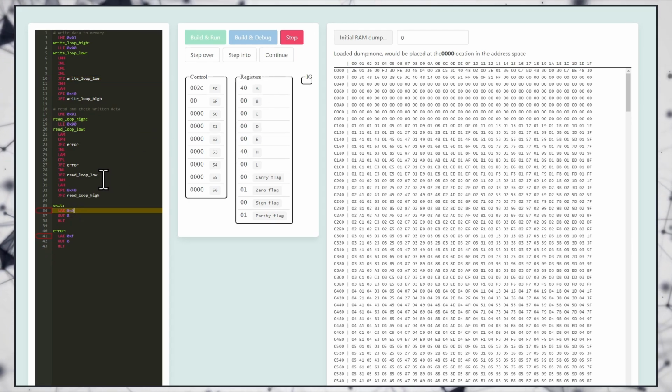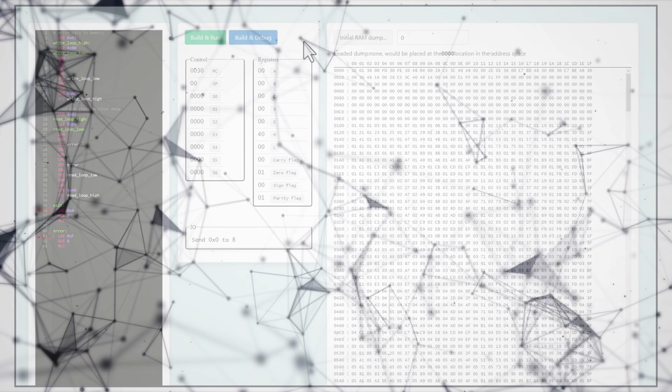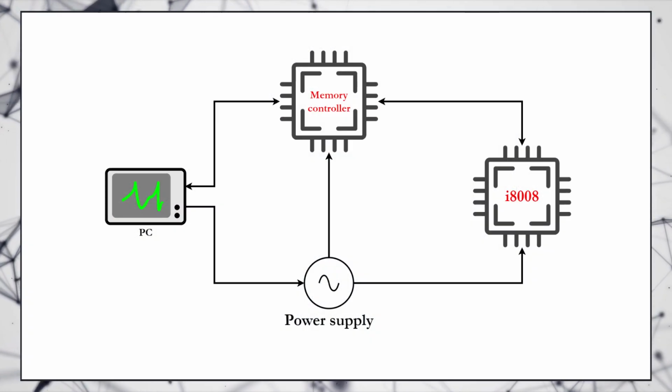Okay, looks like memory works as expected. Now we can write and debug programs for the target CPU.